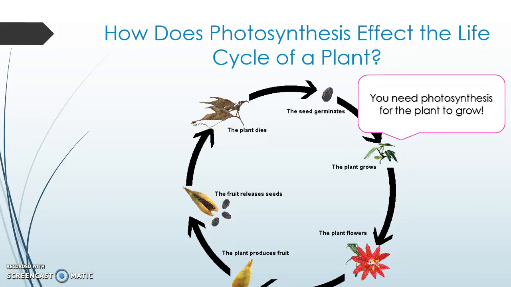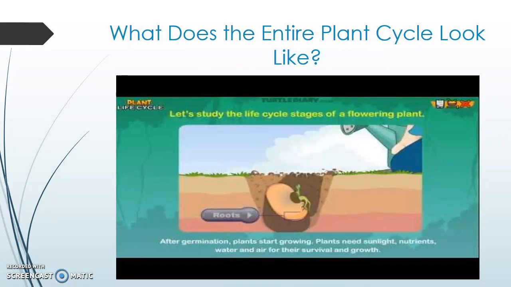So how does photosynthesis affect the life cycle of a plant? You need photosynthesis for the plant to grow. That's where the plant's food comes from, photosynthesis. So what does the entire plant cycle look like? We're going to watch this video as a group, and we're going to be able to see the life cycle in its entirety.